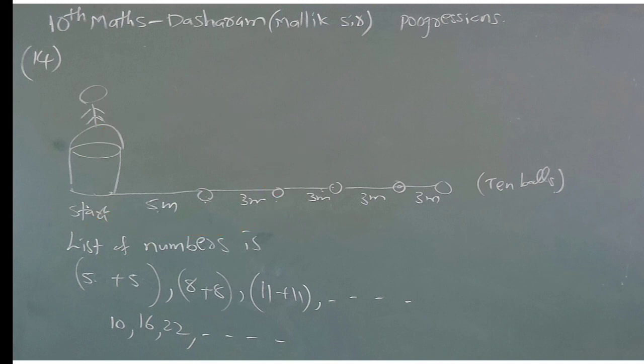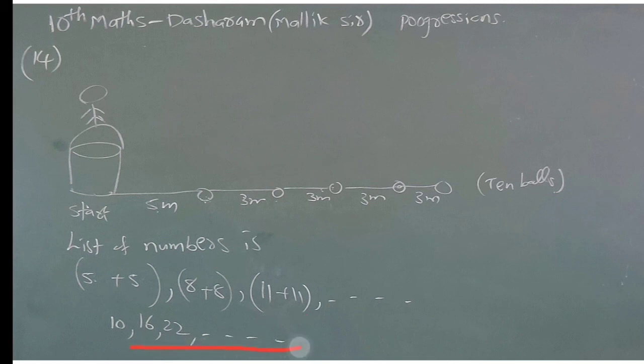Similarly, for the third one, to pick the third ball, how much distance do you have to travel? 5 plus 3, 8, 8 plus 3, 11, and going back to the bucket and dropping into the bucket. So 11 plus 11. So 5 plus 5 is 10, 8 plus 8 is 16, and 11 plus 11 is 22.